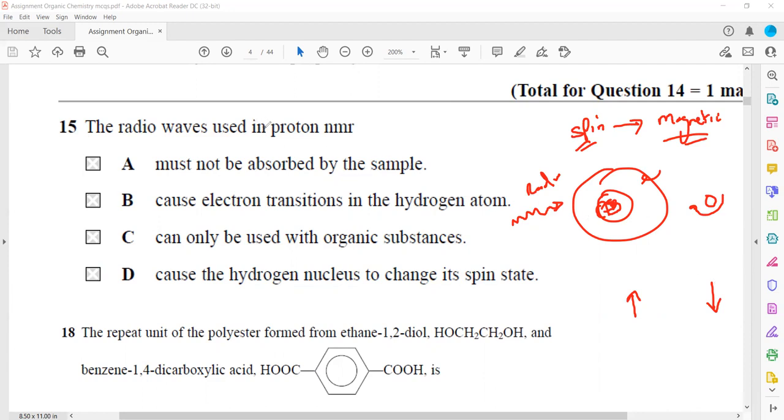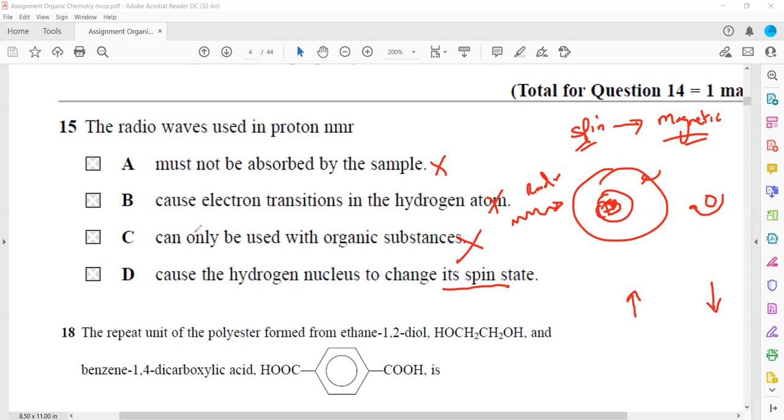So the radio waves used in proton NMR, what is the purpose of these radio waves? Must not be absorbed by the sample, that is wrong. Cause the electron to transit, that's not for causing an excitation. Can only be used with organic substances, no, it can be used with any substance, normally if any atom is there which is having a net dipole, a net magnetic field, we can use this. Cause the hydrogen nucleus to change its spin, that is correct.